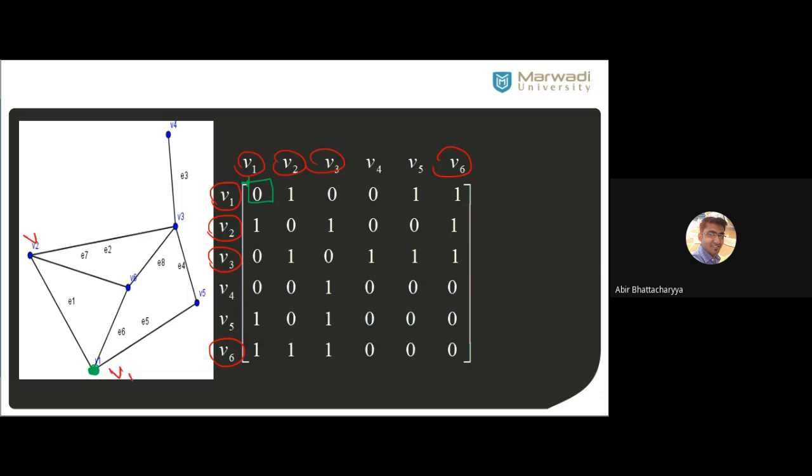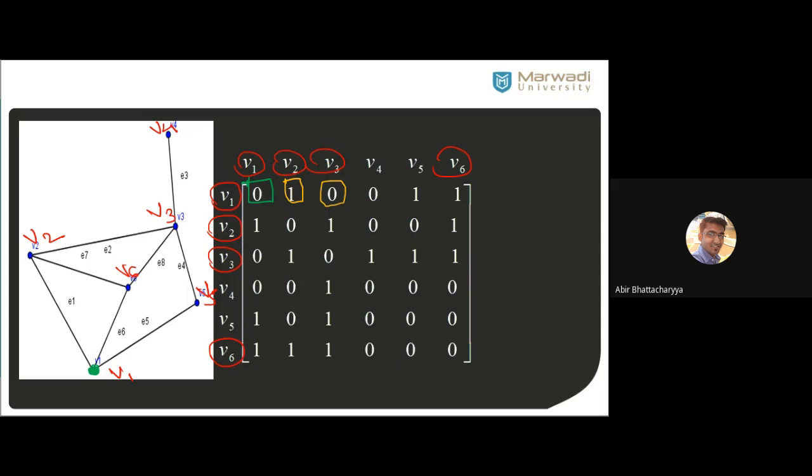V1 to V2: V1, V2, V3, V4, V5, V6. If you observe V1 and V2, there is a direct connection, so I put 1 over here. Okay. V1 to V3, there is no direct connection, no edge, so I put 0.